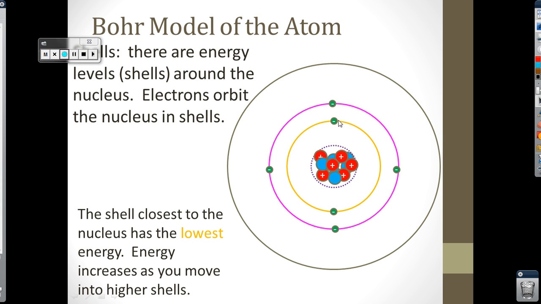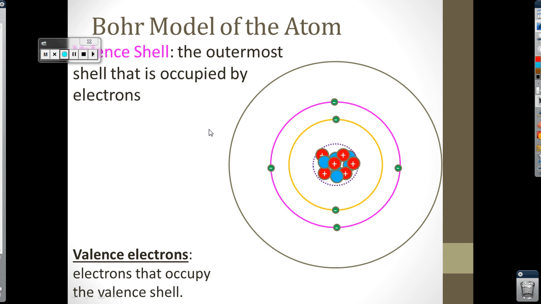Okay? We talked about the shells, and so these are the shells, and they're energy levels where the electrons are living or orbiting around the nucleus. The shell that is closest to the nucleus has the lowest energy. So in our case here, the yellow shell has the lowest amount of energy, and as we move further and further out from the yellow shell out to the pink shell, out to the gray shell, we're gaining energy. So electrons that are in higher energy levels or higher shells have much more energy than electrons that are in lower shells.